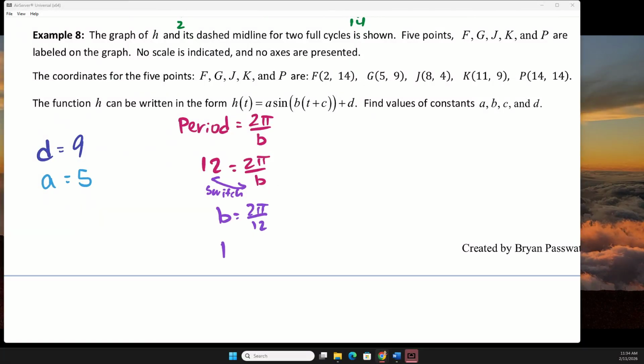And it's possible that you would get full credit for 2 pi over 12. I honestly don't remember. I can look it up. I graded some of these last year. But I know for sure you'll get credit for pi over 6. All right, so now it comes down to C. And C is all about the horizontal shift, or the phase shift.